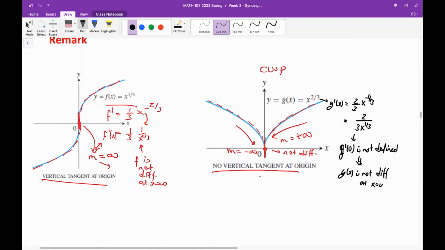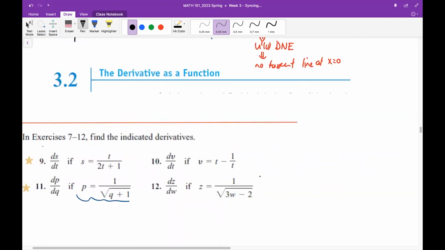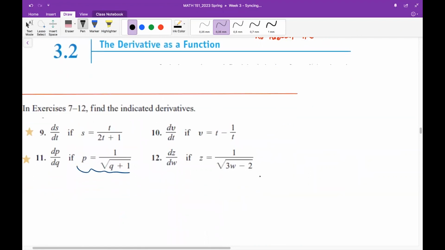Okay? So let me move on. If no questions, we solve this one now. We will talk about the derivative as a function.